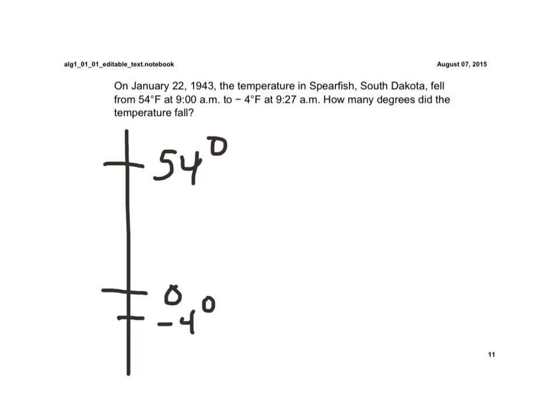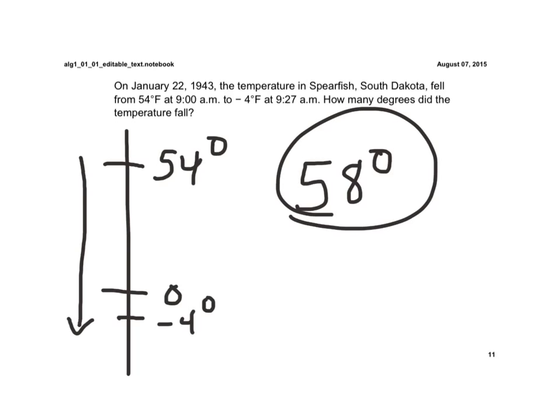And so if we want to know how far it dropped from here to here, well, we have to go 54 degrees just to get to 0, and then another 4 degrees to get to a negative 4. So I would say that the temperature fell a total of 58 degrees. Now, if you notice, I didn't use an equation at all. I just used a diagram to show this. Now, we could use an equation if that's what we wanted to do, but we don't need to.